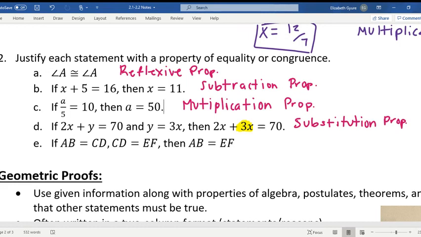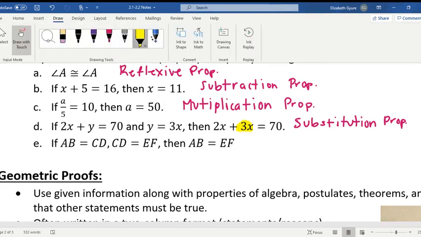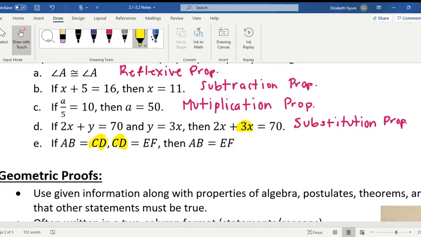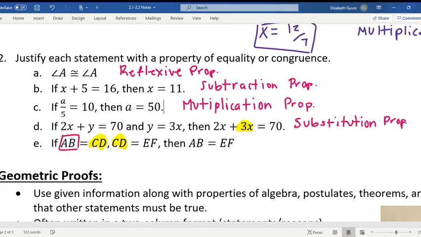And then part E, if the measure of AB equals the measure of CD and the measure of CD equals the measure of EF, then the measure of AB equals the measure of EF. If you look at your hypothesis, both AB and the measure of EF are equivalent to the measure of CD. So if two measurements are equivalent to the same measurement, we can say they are equivalent to each other. So that is the transitive property.